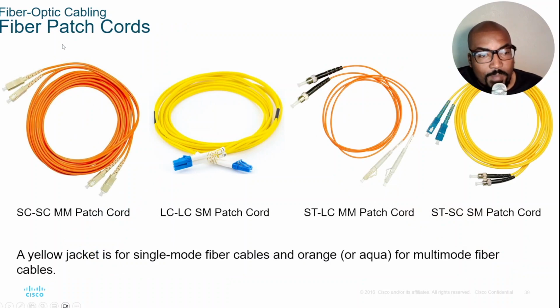So these are different types of patch cords. You may see these in a networking closet. A yellow jacket is for single mode fiber cables, and orange or aqua is for multi-mode fiber cables. Take note of the different types of cables.